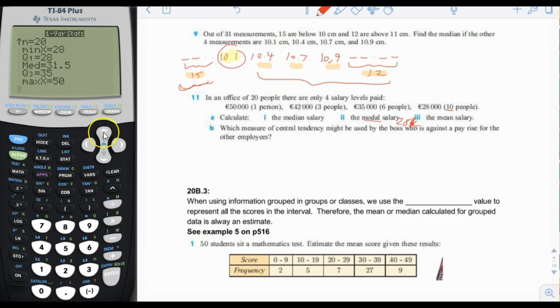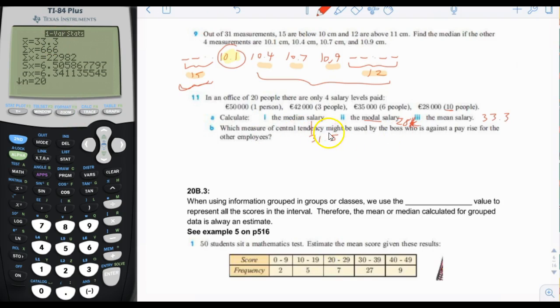The median is 31.5. The mean is 33.3, right? X bar is 33.3.